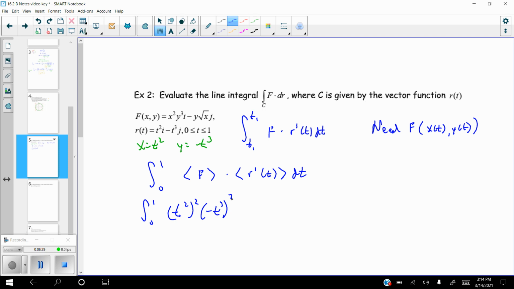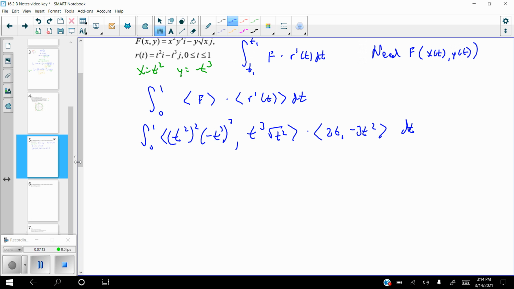And then the second one is, let's see, minus y square root of x. So it's going to be minus y, minus a minus t cubed, is going to be t cubed. And then the square root of x, well, that's the square root of t squared. There's our force defined parametrically, excuse me. And then we need our r prime of t function, excuse me. R of t is t squared, negative t cubed. So r prime is going to be 2t, negative 3t squared, dt.